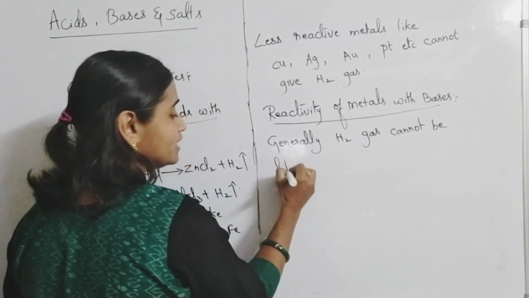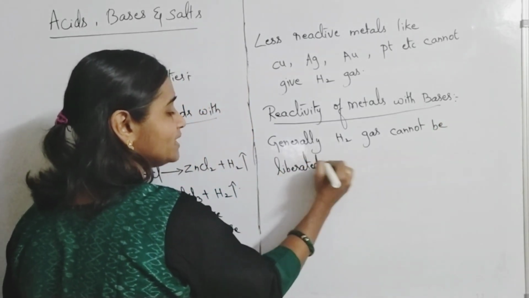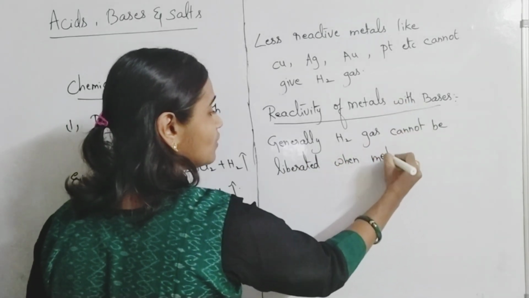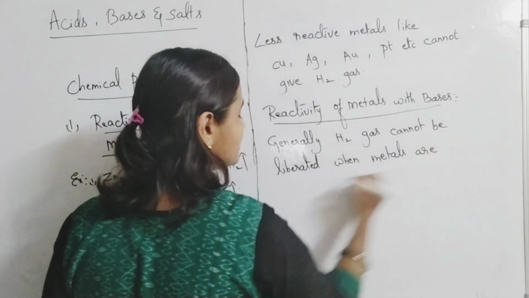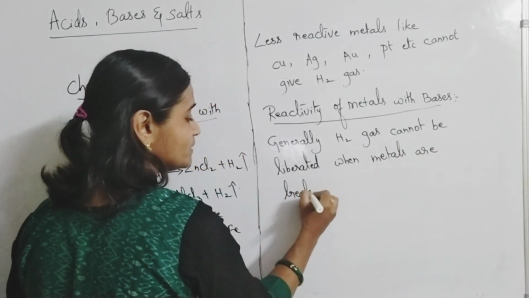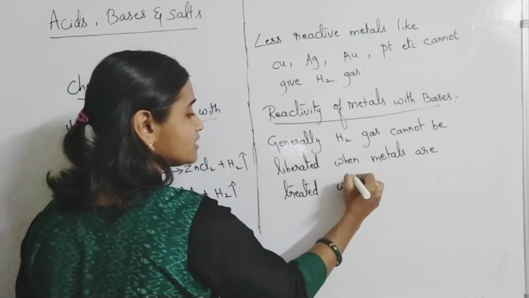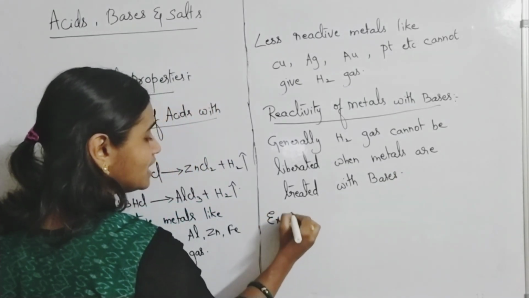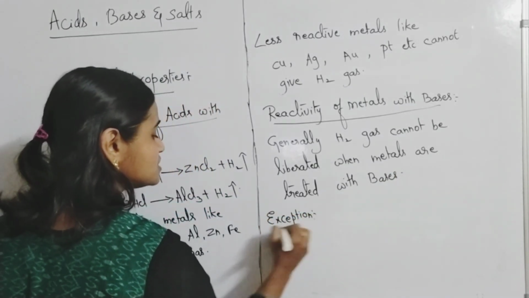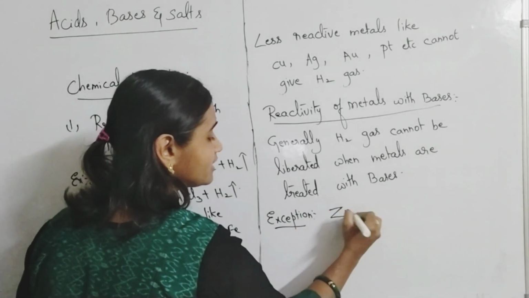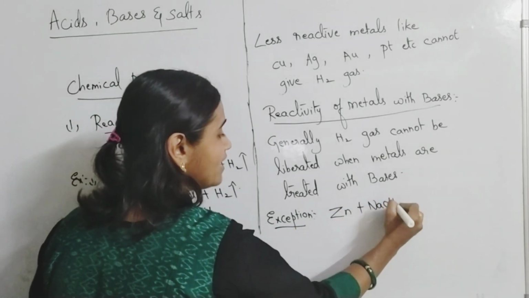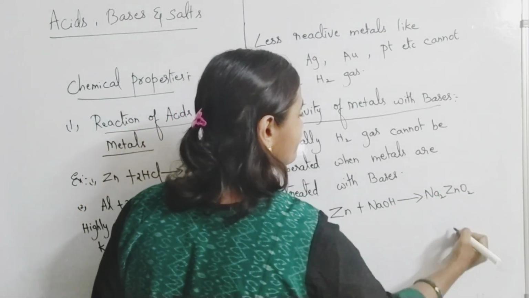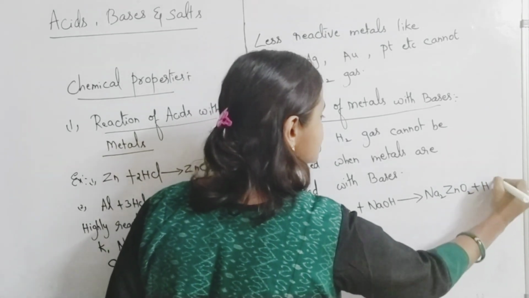Okay, please remember this point. Generally H2 gas cannot be liberated when metals are treated with bases. But you have exceptional cases, like where zinc can react with NaOH and form sodium zincate, Na2ZnO2, and it can liberate hydrogen gas also.